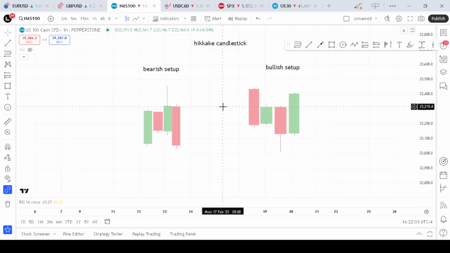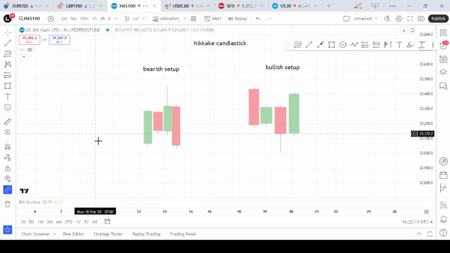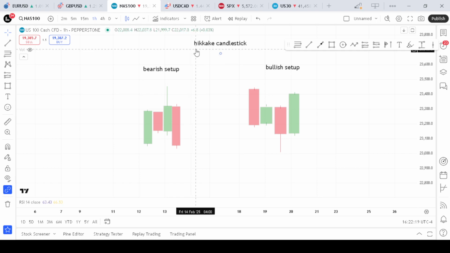The Hikkake candlestick pattern is a technical setup that helps traders identify false breakouts and potential reversals in the market. The word Hikkake simply translates to trap, which perfectly describes how this pattern works. It traps traders on the wrong side of the market before reversing sharply in the opposite direction.